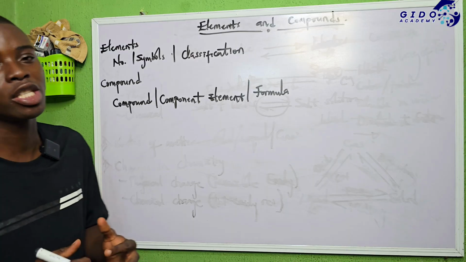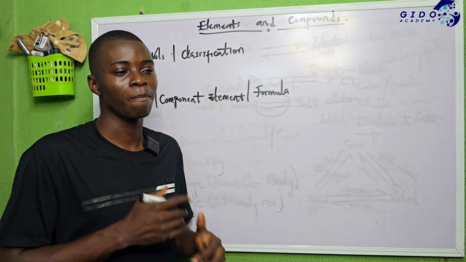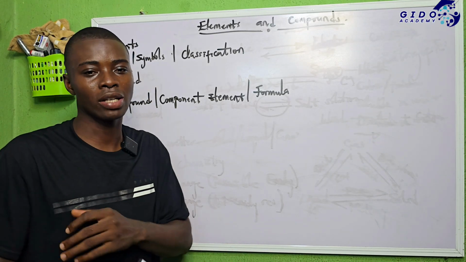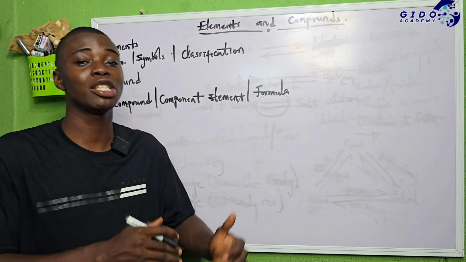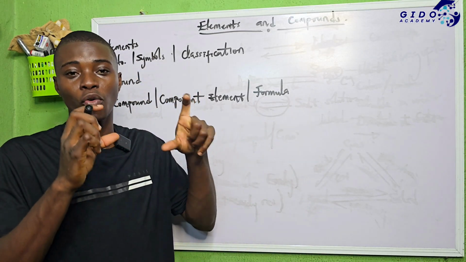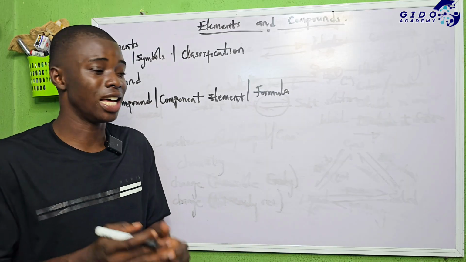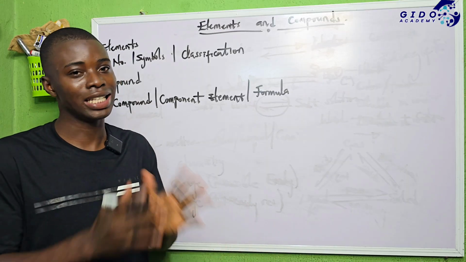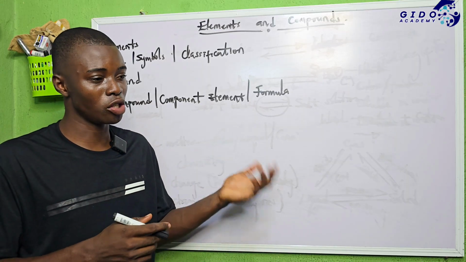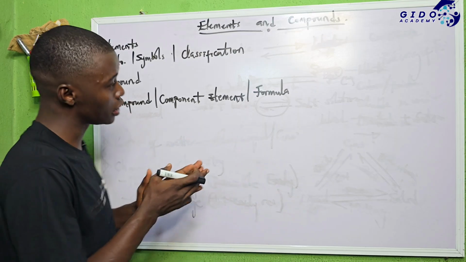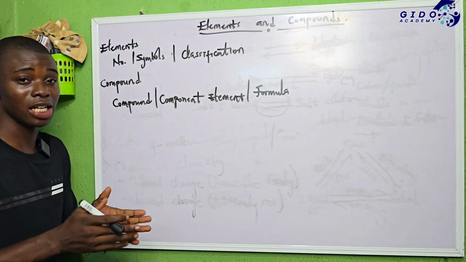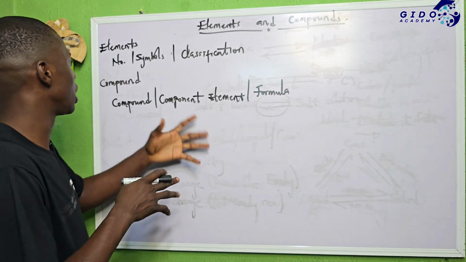Elements are substances that cannot be split. You can't split elements into simpler forms by ordinary chemical reaction. They can actually be split, but by ordinary chemical reaction, they can't be split. Some people will tell you that elements cannot be split, and they are correct. But because of the advent of splitting of atoms and the rest, we say elements can actually be split, but not by ordinary chemical reaction.